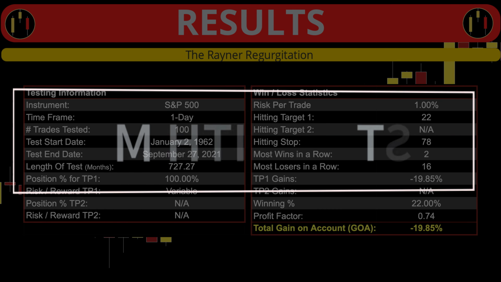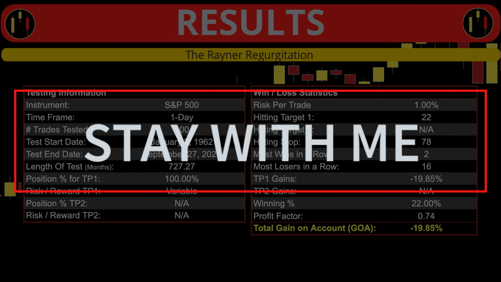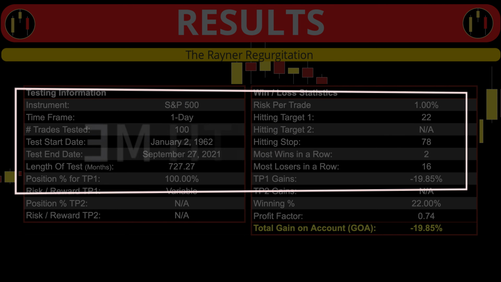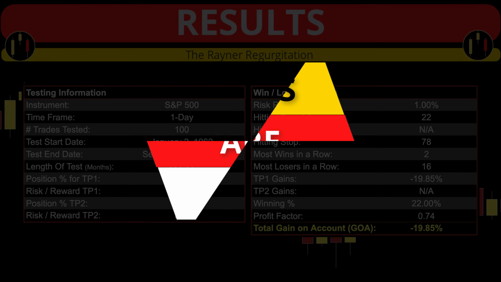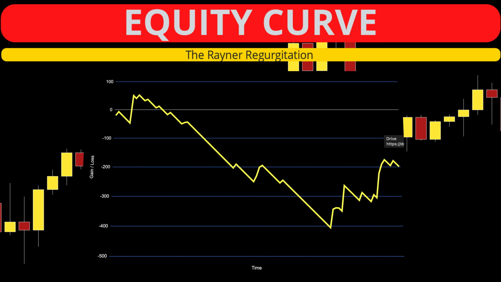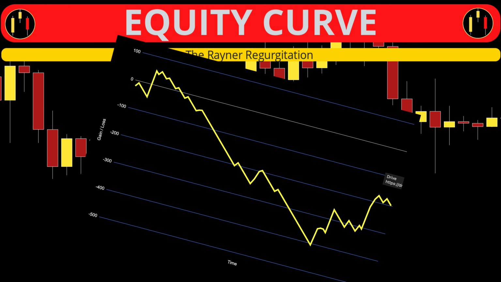But I do have some simple changes, indicators, and rules you can add to this system to make it perform much, much better. And who knows, maybe actually make a profit. Here is the equity curve, and here is what I think of it.